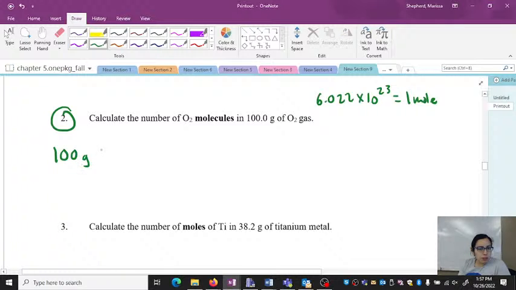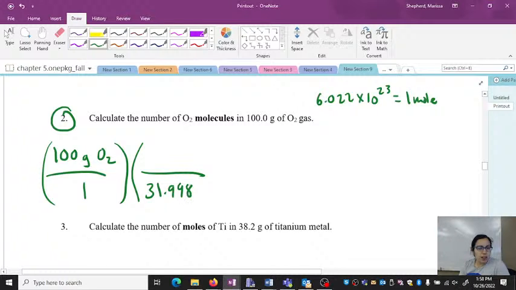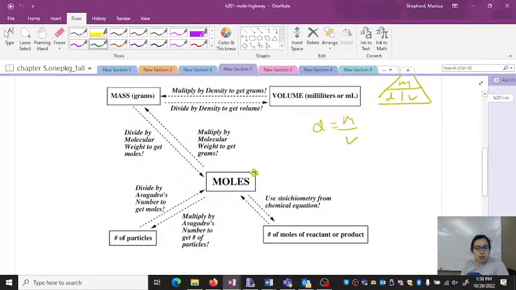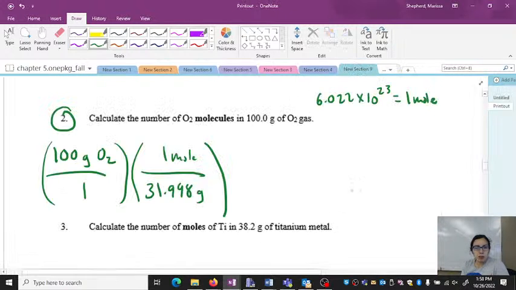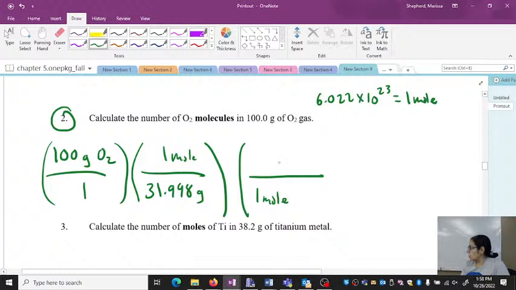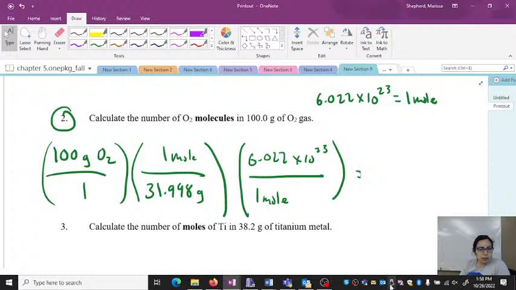So we can start with 100 grams of O2. And then what's the molecular weight of O2? 31.998, and you could definitely round that to 32. And so now we're at moles of O2. We need to go to molecules. And so that means we need to multiply by Avogadro's number. So again, there's our conversion factor. So moles would go on bottom to cancel out, 6.022 times 10 to the 23rd on top. And so what do we get for number of molecules?